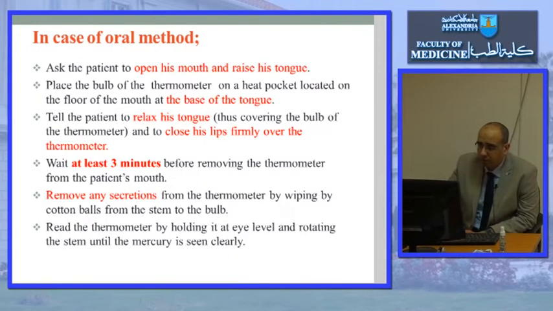For the oral method, I should ask the patient to open his mouth and raise his tongue, and we put the thermometer at the base of the tongue. And ask the patient to relax his tongue and close his lips firmly over the thermometer. Again, we should wait for at least 3 minutes. After that, we remove the thermometer, remove any secretions by wiping it with cotton, and then we read the temperature.